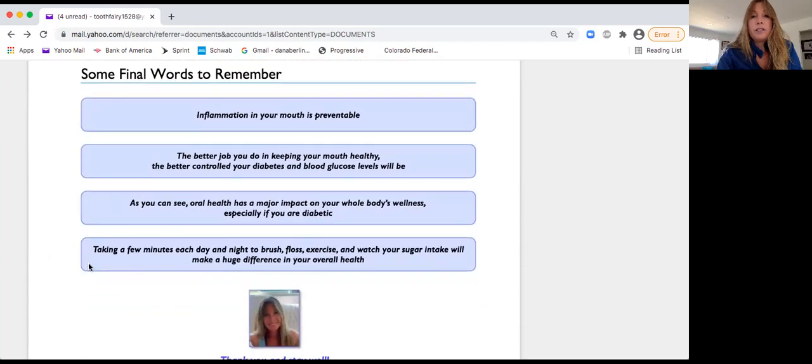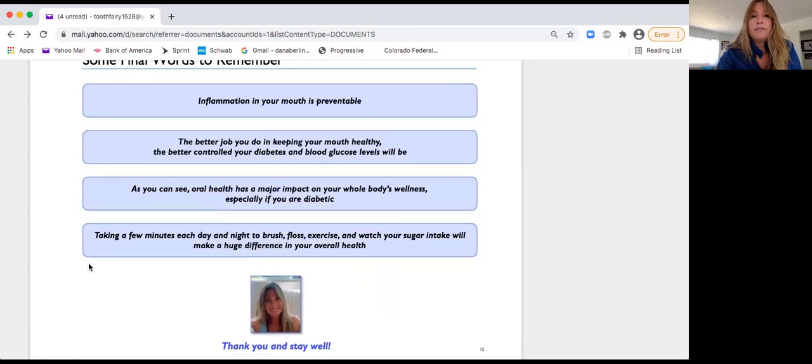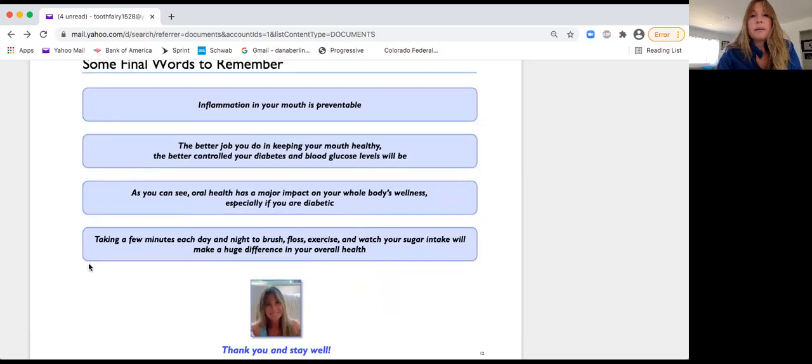Some final words to remember. Inflammation in your mouth is preventable. And the better job you do in keeping your mouth healthy at home, the better controlled your diabetes and blood glucose levels will be. And as you can see, oral health has a major impact on your whole body's wellness, especially if you are diabetic. And taking a few minutes each day and night to brush, floss, exercise, and watch your sugar intake will make a huge difference in your overall health.